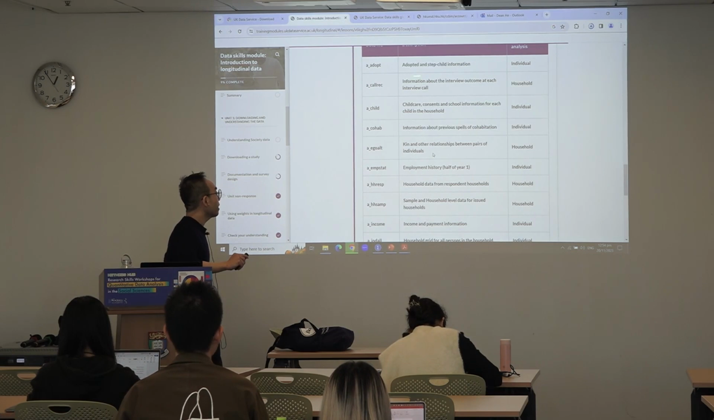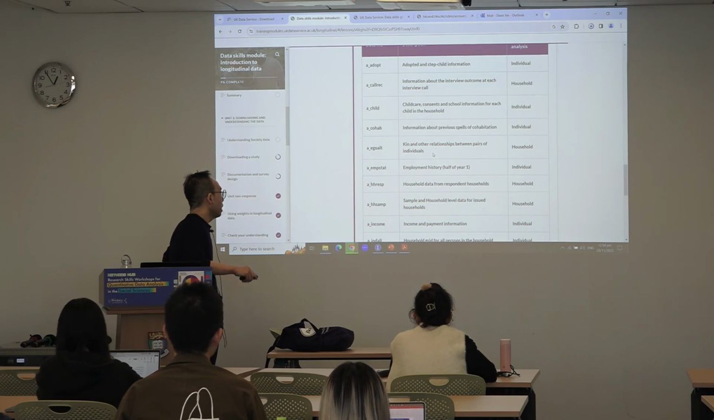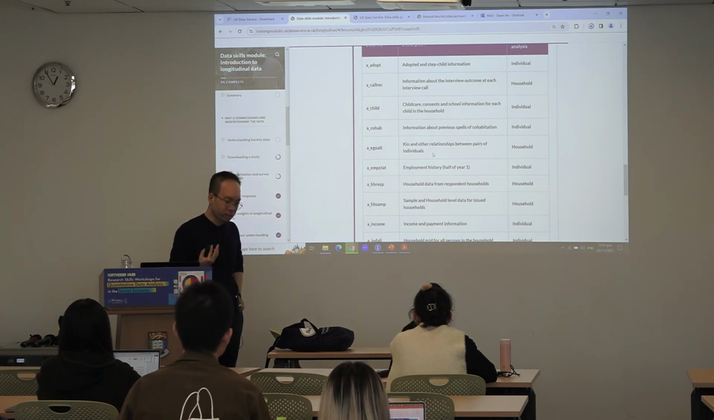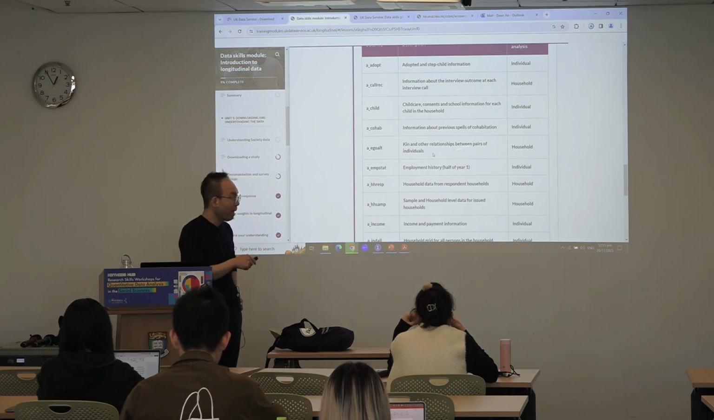So by looking at the names or descriptions of the data variables, like child care consent, social school information, spells of cohabitation and how long you cohabitated with the child, relationships between pairs of individuals, employment history, respondent and household level data, income and payment information, I think that before we work on any regressions, pick any econometrics models, do any statistical validity check, or do any of those theory or framework things, we have to streamline the stories.